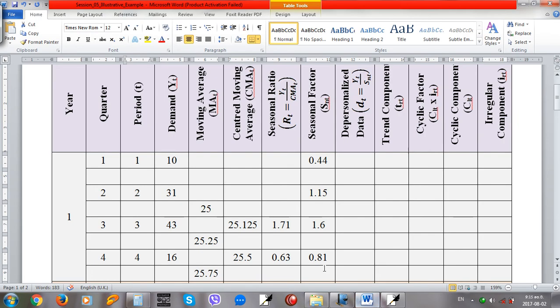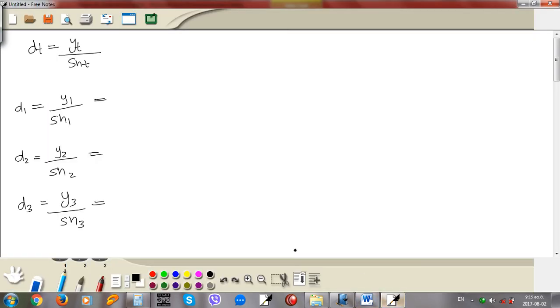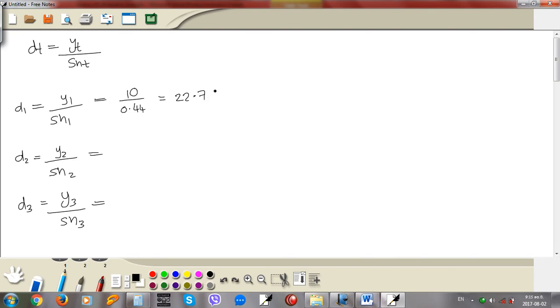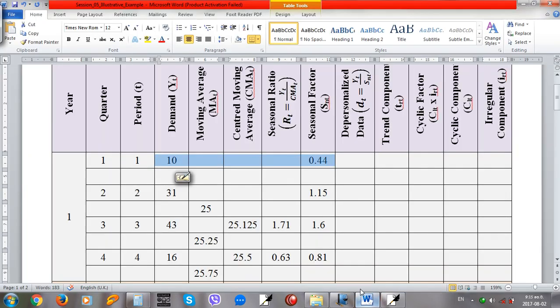d1 equals y1 over sn1, right? So this is y1 and this is sn1. Then y1 over sn1 means 10 over 0.44. Then d1 you can find 22.727, which means 22.73. This value comes as 22.73.